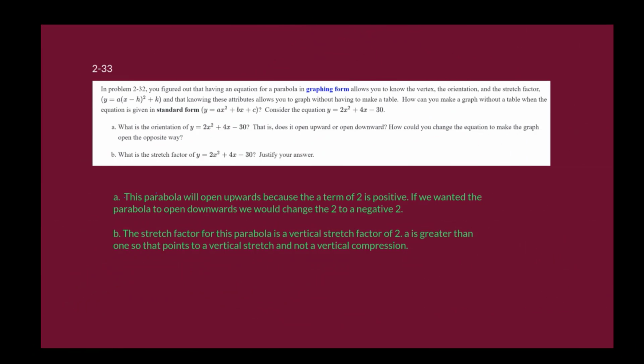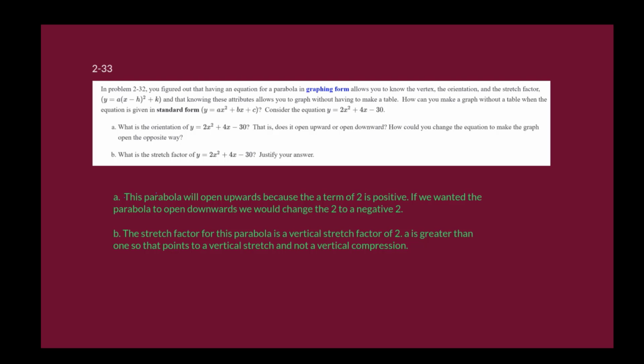Okay, so this is 2-33. And it's going to be done in 2 slides because there's so much to cover. But in this first part, A is pretty easy. It's just saying, what is the orientation of this parabola? Does it open up or down? Well, this parabola will open upwards because the A term is positive. If we wanted the parabola to open downwards, we would change the 2 to a negative 2.